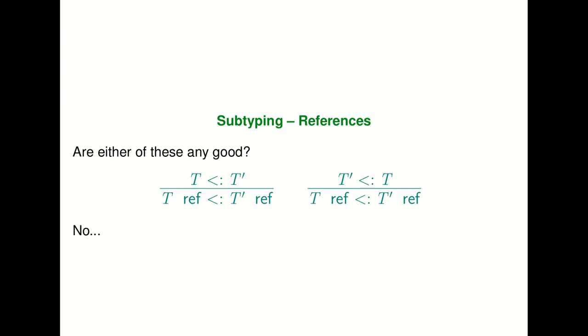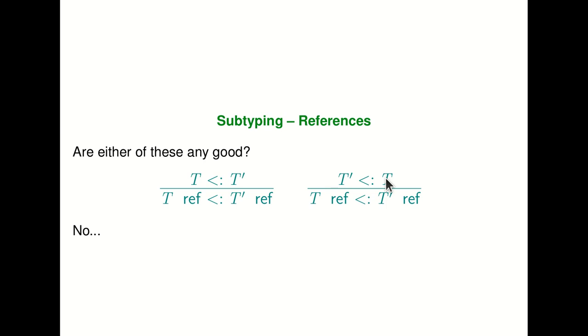But now we come to references. And so the question with references is, when should a reference type T ref be a subtype of T prime ref? And there are two obvious answers. The first is that this subtyping between references should hold if T is a subtype of T prime, because after all, if you have a reference, you can get out a T, and you need to be able to use it as a T prime. Or you can say, well, maybe I want it the other way around. So maybe T ref is a subtype of T prime ref if T prime is a subtype of T.